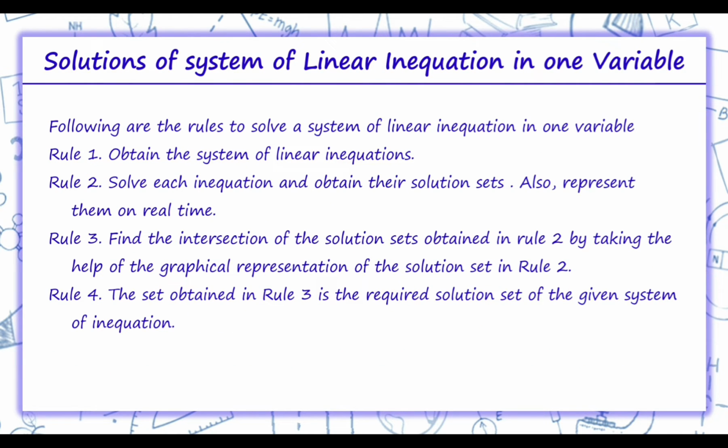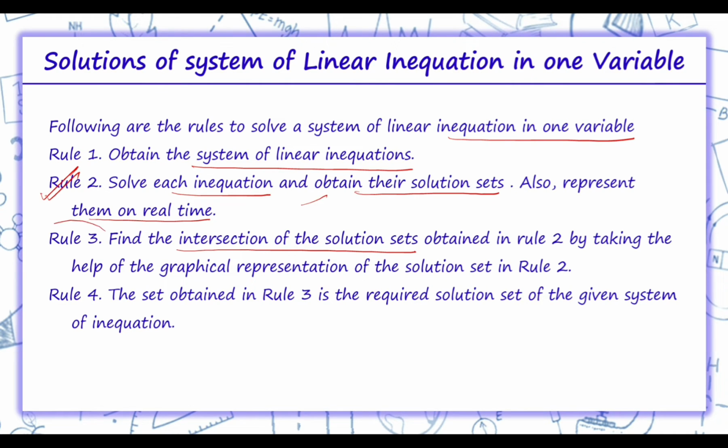Coming on to the solutions of system of linear inequations in one variable. Here are the rules to solve a system of linear inequations in one variable. The first rule is we have to obtain the system of linear inequations. Then we have to solve each inequation and obtain the solution set. Then for both the inequations, the solution sets which we have obtained, we have to represent them on a real line. Then we have to find the intersection of the solution sets obtained in rule 2 by taking the help of the graphical representation of the solution sets. The set obtained in rule 3 is the required solution set of the given system of inequations.